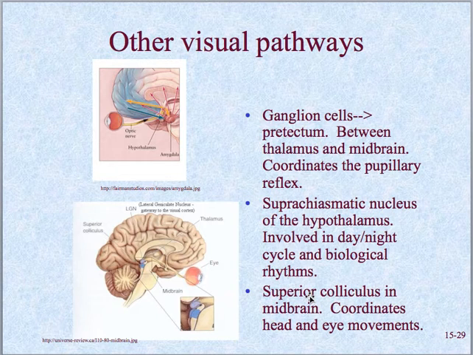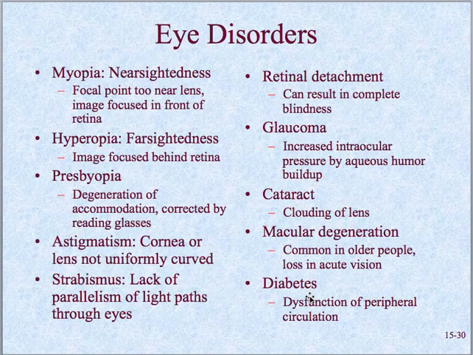The other that we talked about in terms of the hypothalamus, that's involved in your circadian rhythm, is your suprachiasmatic nucleus of the hypothalamus, and so this is going to be involved in your day and light cycle, and so you have projections from the visual cortex here too. Last is the superior colliculus in the midbrain. This is going to coordinate your head and eye movement. So these are three additional visual pathways I want you to be familiar with. Let's turn to slide 30.